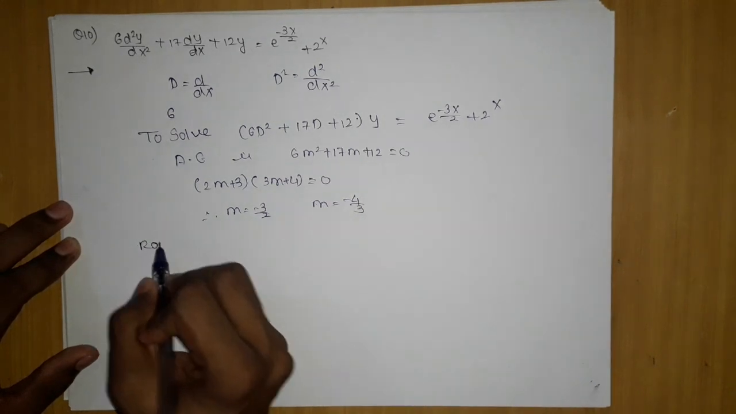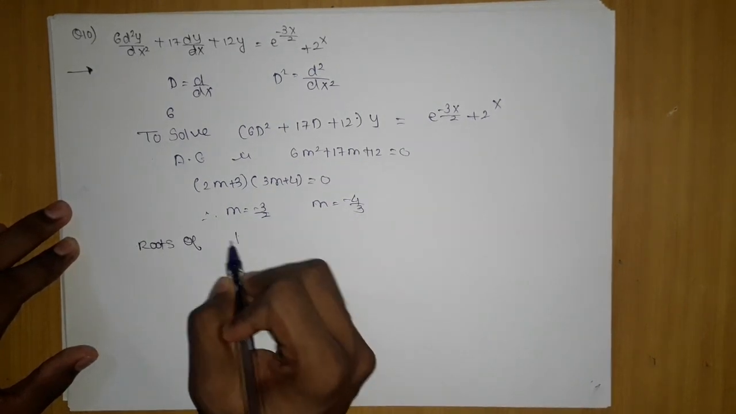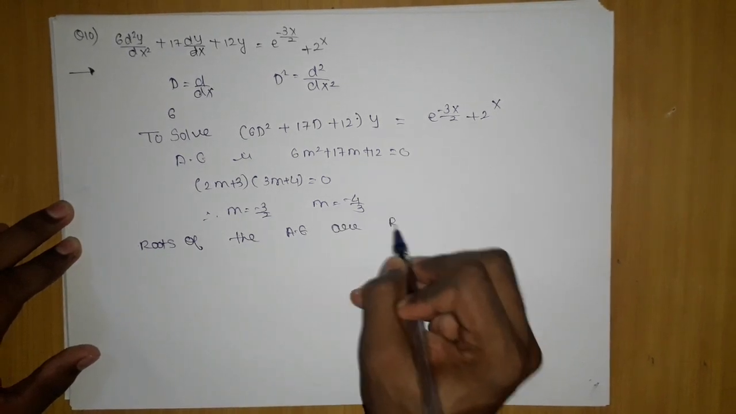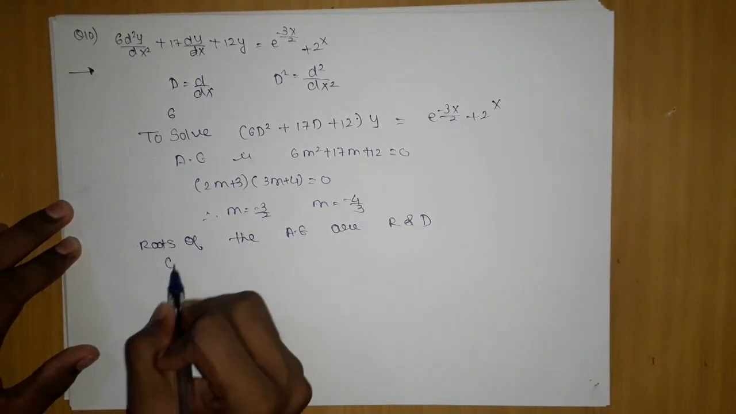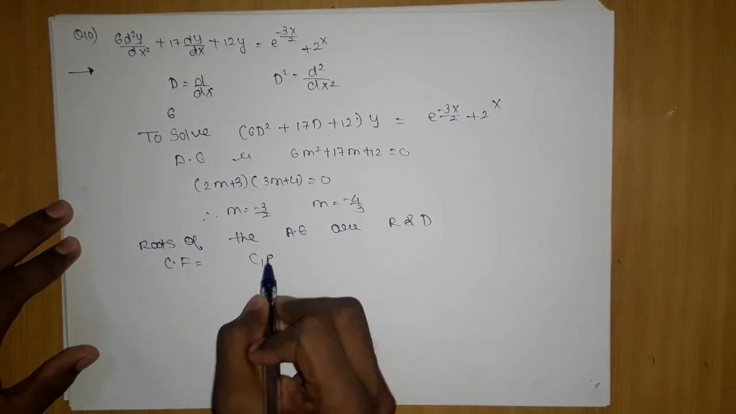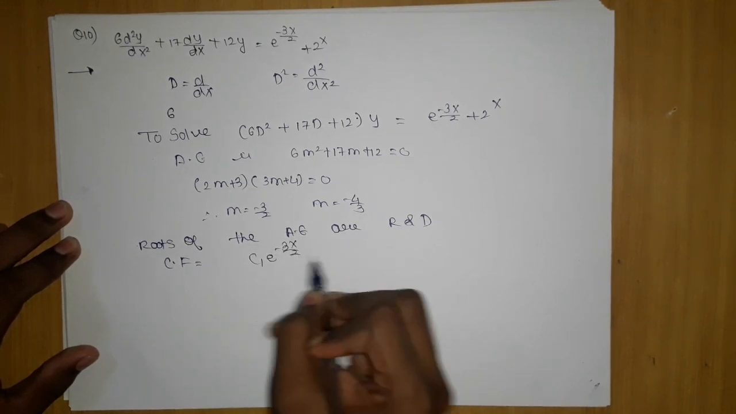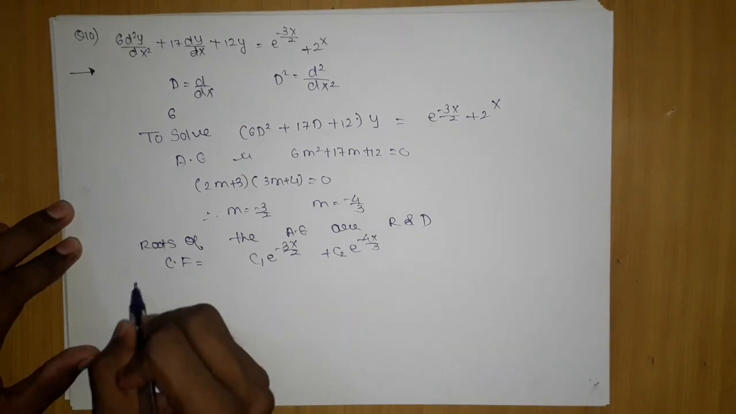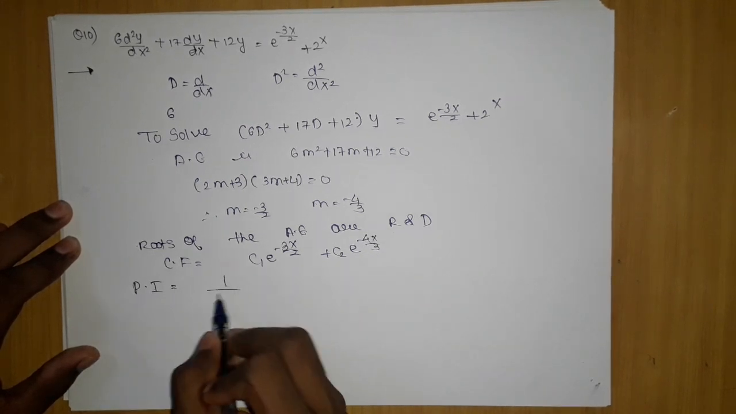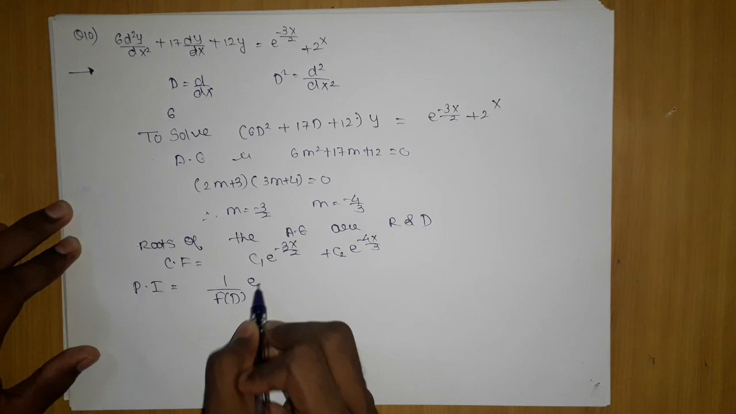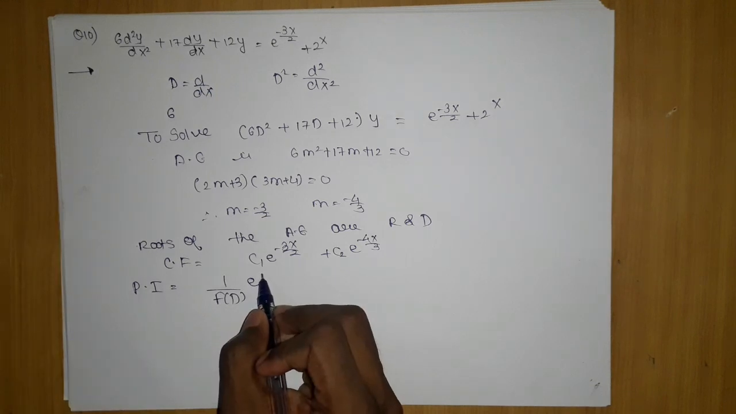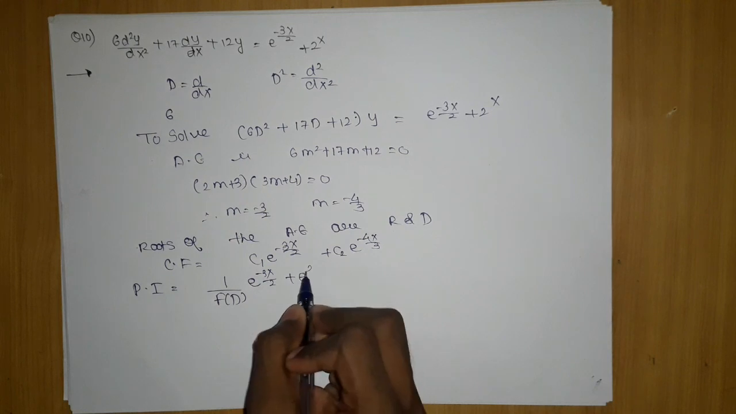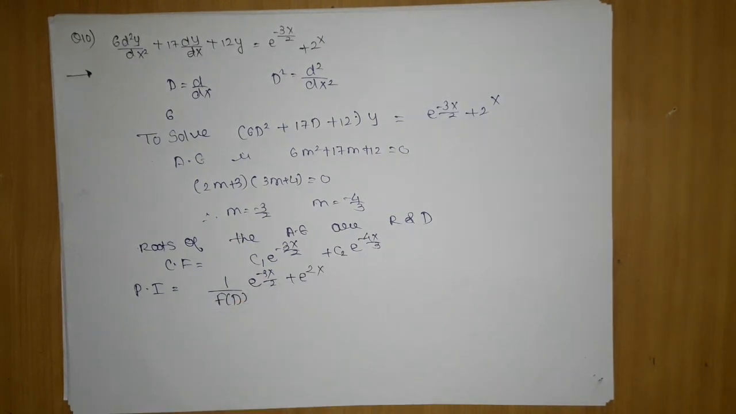So the roots of the auxiliary equation are real and distinct. So the complementary function is c1 e to the power minus 3x by 2 plus c2 e to the power minus 4x by 3. The particular integral is nothing but 1 upon f of d into e to the power minus 3x by 2 plus 2 to the power x. You know, we will write it like this.